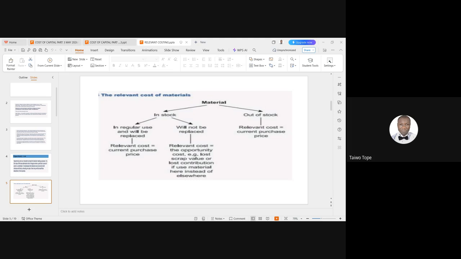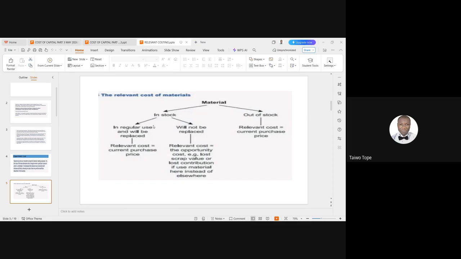So even when you have certain quantity in your stock, you will still solve by buying the quantity you need to meet your customer's order. So that is one. So material in stock in regular use and will be replaced. The relevant cost is what? Current purchase price. Current purchase price.